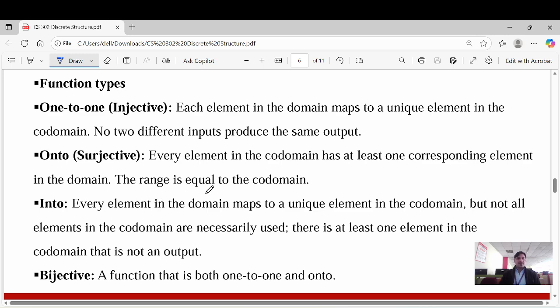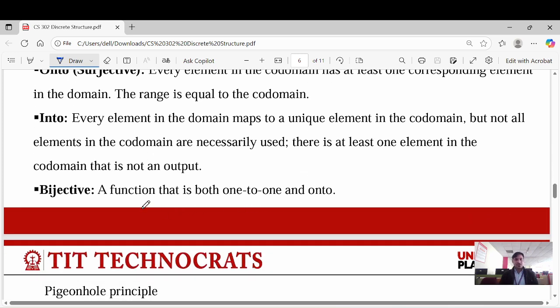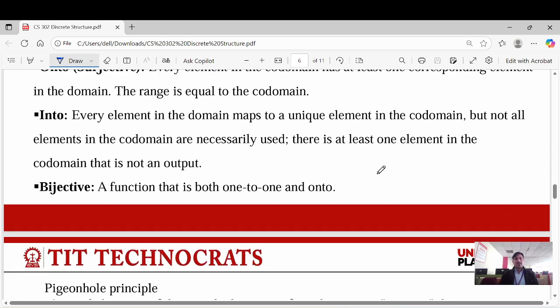In into, every element in the domain maps to an element in the codomain, but not all elements in the codomain are necessarily used. There is at least one element in the codomain that is not an output. Bijective is a function that is both one to one and onto.